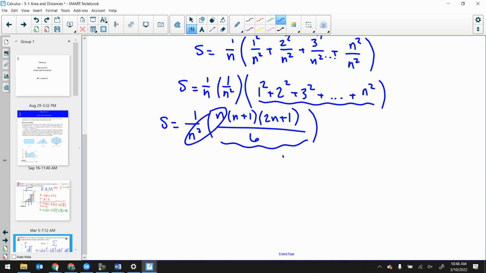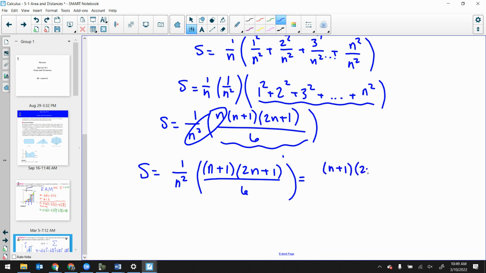Do you see this here? So that sum is now equivalent to 1 over n squared times, I can cancel that out, n plus 1 times 2n plus 1, all over 6. Now this is just multiplication, so I'm just going to multiply that n squared in. This is really just n plus 1 times 2n plus 1 over 6n squared.